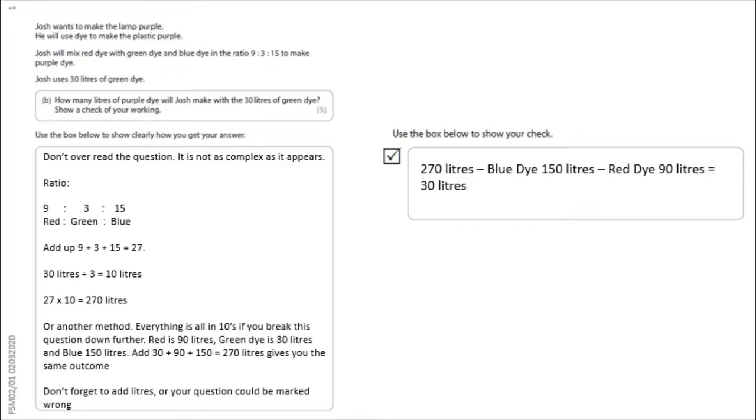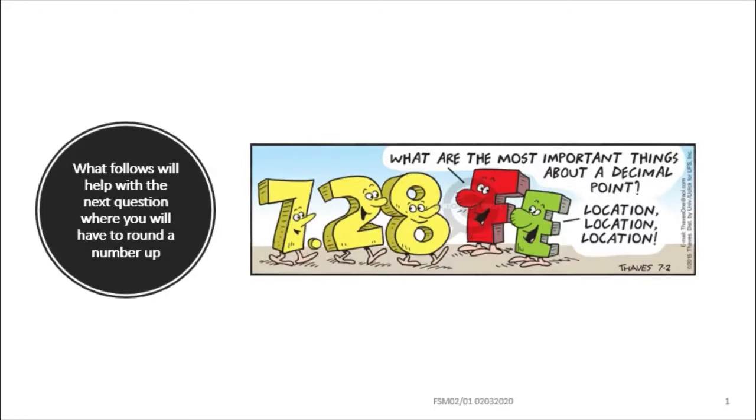What I would suggest you do again is take some time out, put my voice on pause, read through the question again, break it down in your own mind in peace and quiet, and then you can see how this one comes together. We also have the famous check your answer question on this. Essentially, I've just reversed everything: 270 litres minus blue dye 150, red dye 90 equals 30 litres at the end. Again, time out, put on pause, have a read through this question without me talking. Moving on.